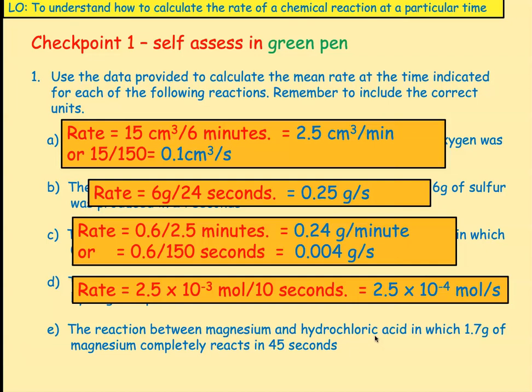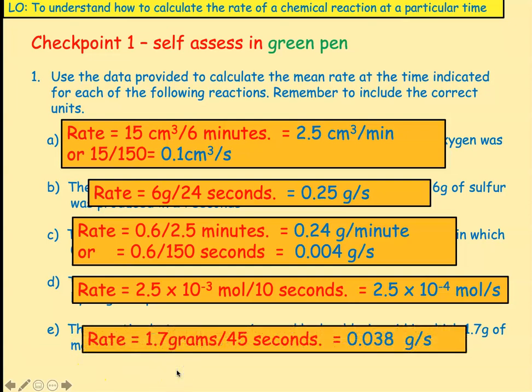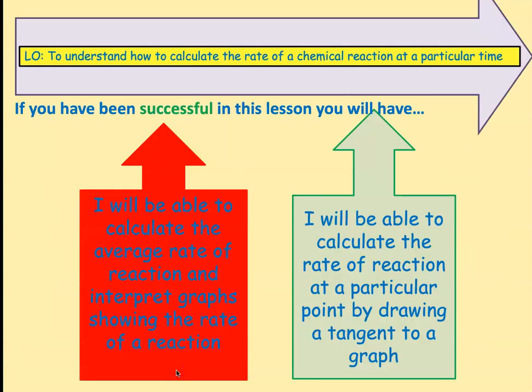Okay, the next one, the reaction between magnesium and hydrochloric acid, in which 1.7 grams of magnesium completely reacts in 45 seconds. So we're going to divide 1.7 by 45 seconds, and that gives us 0.038 grams per second. So hopefully you're quite confident in calculating the mean rate of reaction. And that means we've achieved our first success criteria.